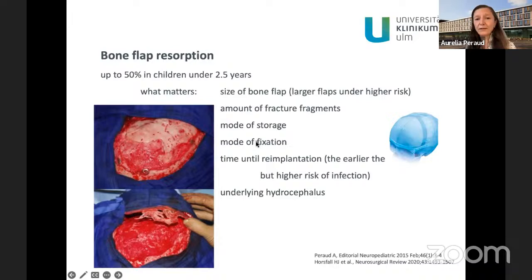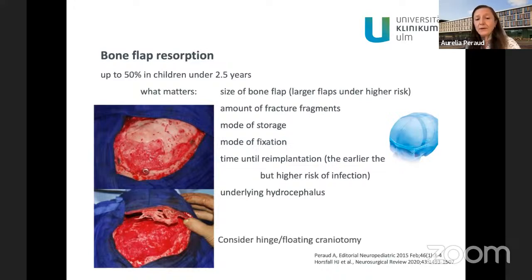The mode of fixation I already mentioned, and the time until you reimplant the bone is also of importance. The risk of resorption is less likely the earlier you implant the bone, but of course the risk of infection is higher if you do it too early, if the patient is not in a stable condition. And most importantly, even more than in adults, if you have any kind of underlying hydrocephalus, whether treated or non-treated, this puts too much pressure either outward or inward with regard to bone healing in.